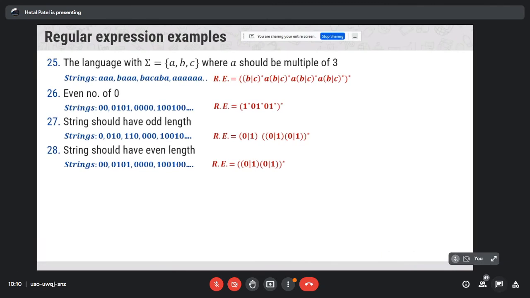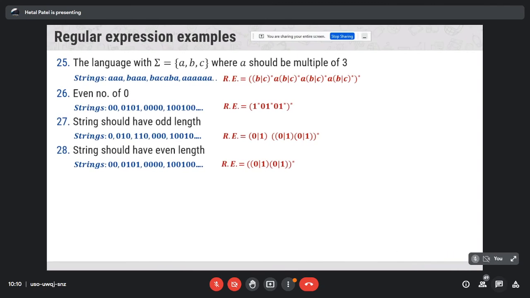I'm not giving the answer, I'm telling to those people. Okay, try to do it in your notebook. Starts with 0 and has odd length.